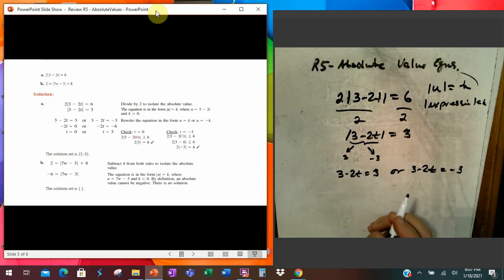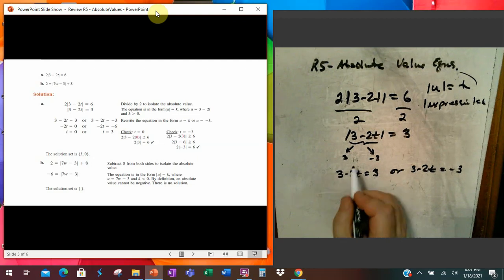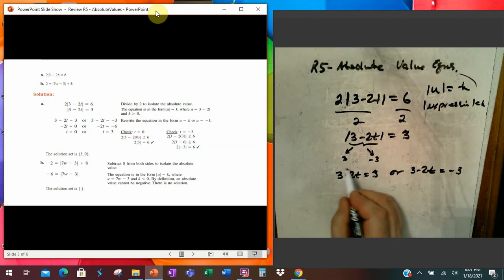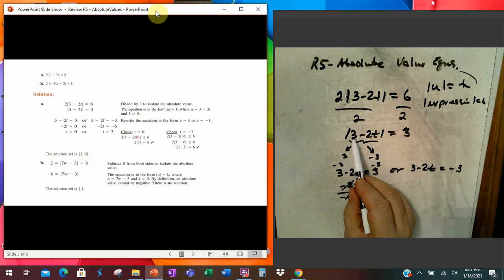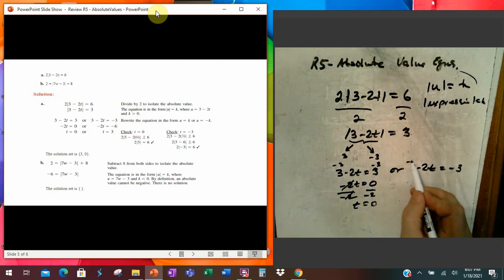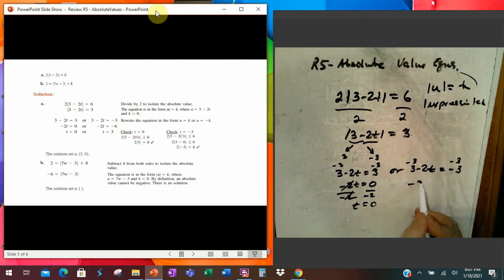Then I just simply solve. I'm going to leave this over here and then divide by a negative number. So I'm going to go negative 3, so minus 2t is equal to 0. Minus 2 to get rid of this, which says that t is equal to 0. Does that work? 3 minus 2 times 0 is 0, so the absolute value of 3 does equal 3. And then this one, the very same thing, minus 3, so minus 2t could be equal to minus 6.